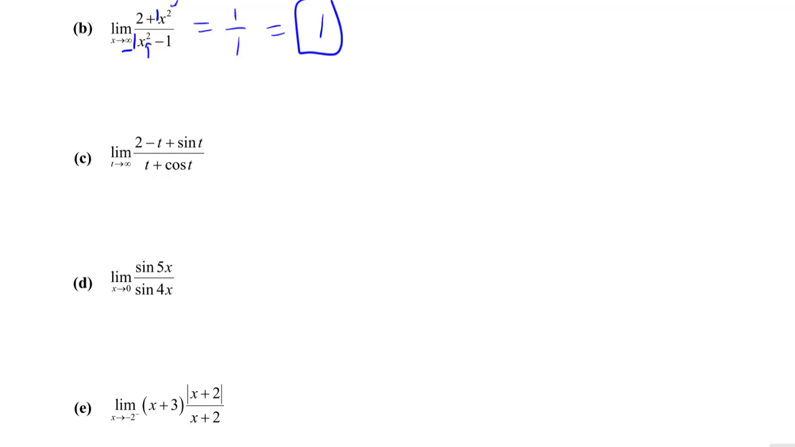Okay, limit as t goes to infinity of 2 minus t plus sine t over t plus cosine t. All right, because it's a little more complicated, let me go back to dividing by the highest power in the denominator of a power term. So let me divide through by t and see what happens. I get 2 over t minus 1 plus sine t over t, all over 1 plus cosine t over t. So that's when I divide everything by t.